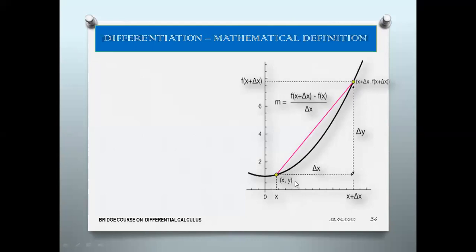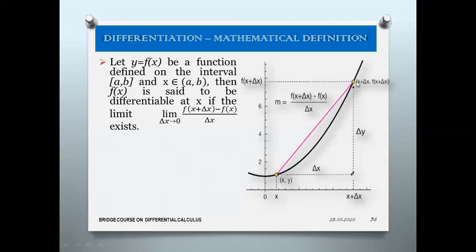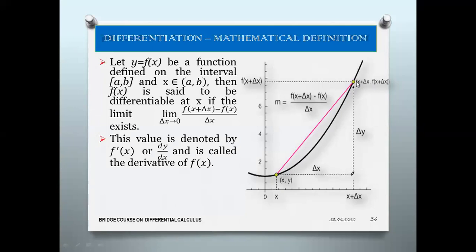Actually y is nothing but f of x. So x comma f of x to x plus delta x comma f of x plus delta x. Now the difference between these two points we are taking first. So we are finding out the distance from x comma y to x plus delta x comma f of x plus delta x. Then you divide by this small increment. So the small increment means you will get only one point, that is the slope. So that is the slope of the function.